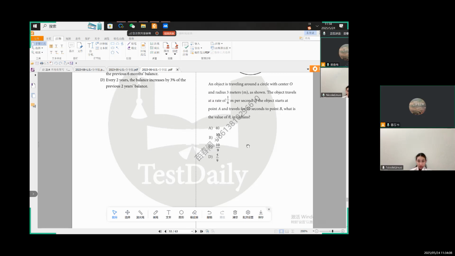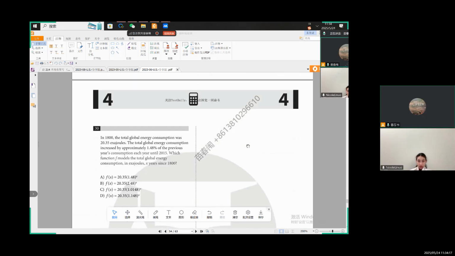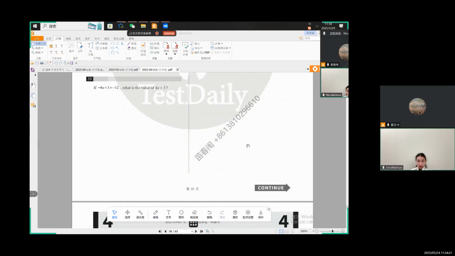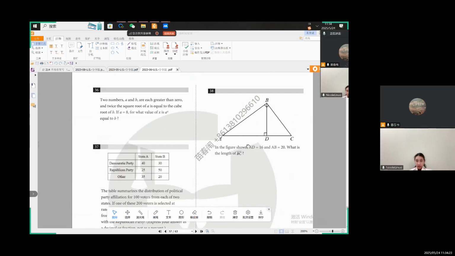Yeah. So you have to do it step by step, right? You get the distance, and then you should tell yourself the distance is the arc length, and use the arc length formula, right? Yeah. Oh, that's 38.